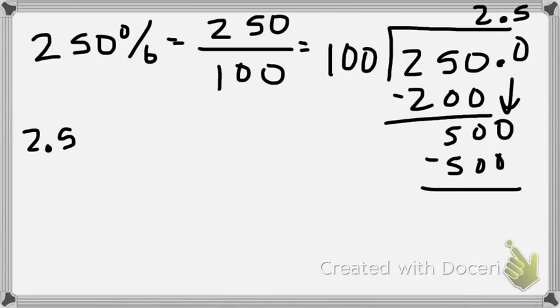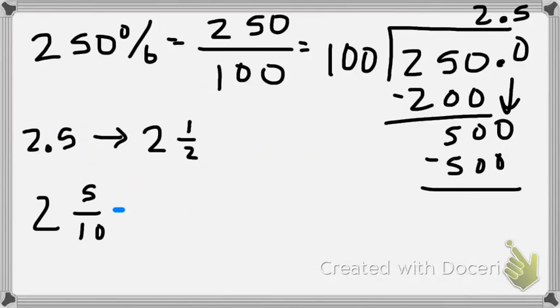And if I want to change that to a fraction, 0.5 is 50 cents of a dollar, which is half. So that will be 2 1/2. Or they could have done 2 5/10, because the 5 is in the tenths place. And then reduce that to still get a half.